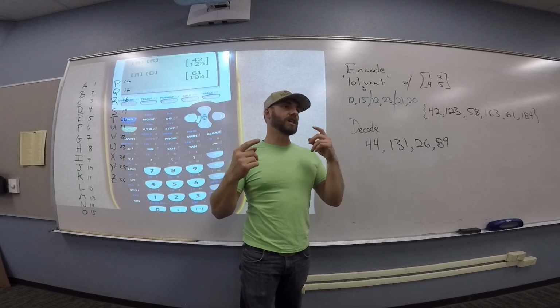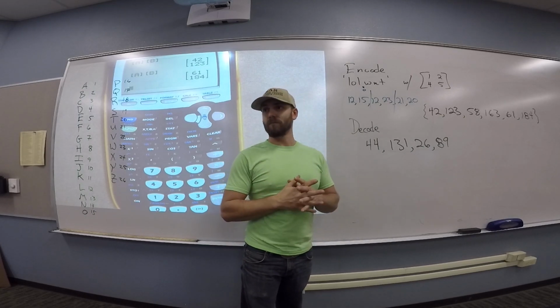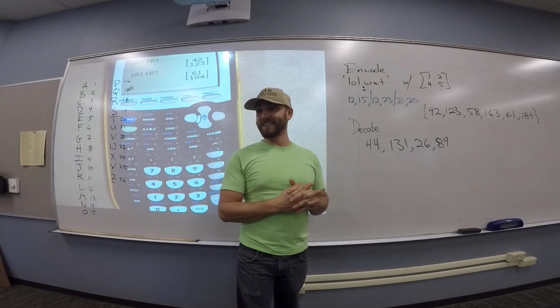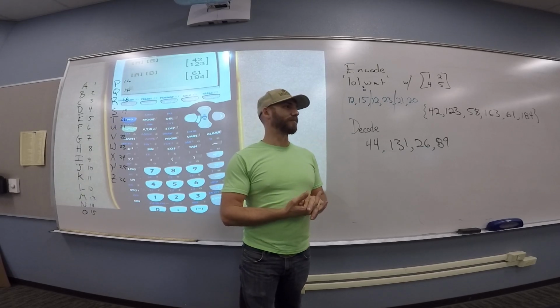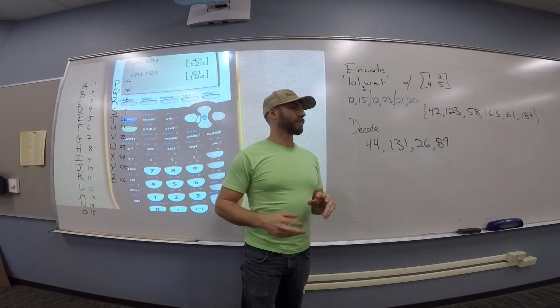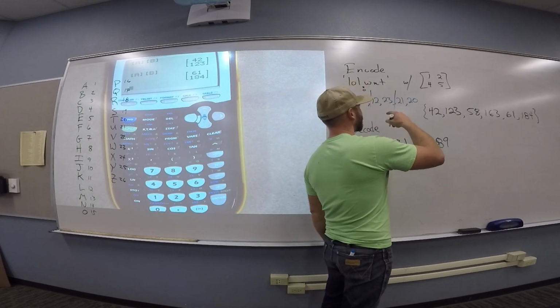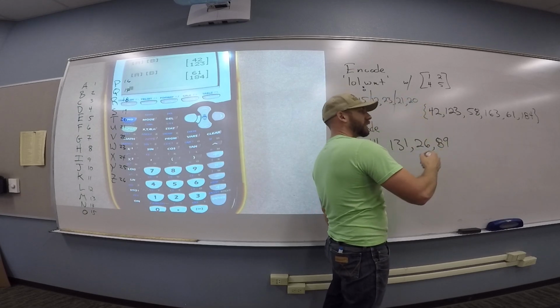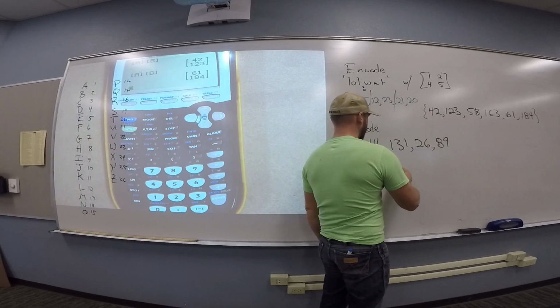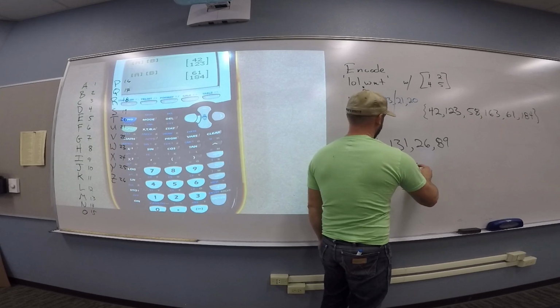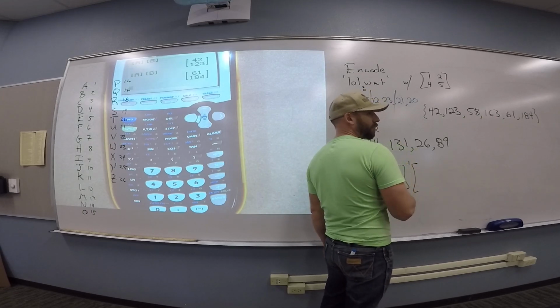All right, how do you decode, though? Wait, I got that answer. Okay. With a 61? Nice. How do you decode? So the thing you need is to take your encoding matrix, take its inverse. Oh, yeah. So you do 1, 2, 4, 5, inverse times your encoded pairs.